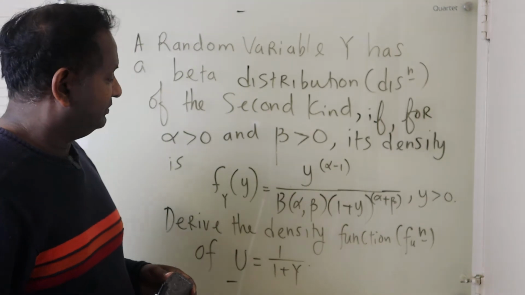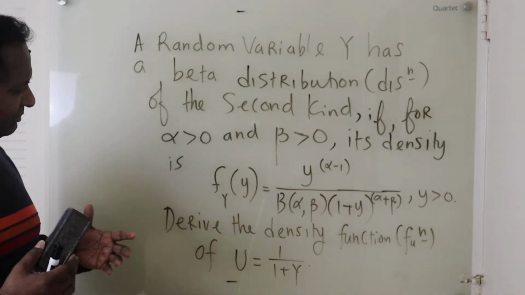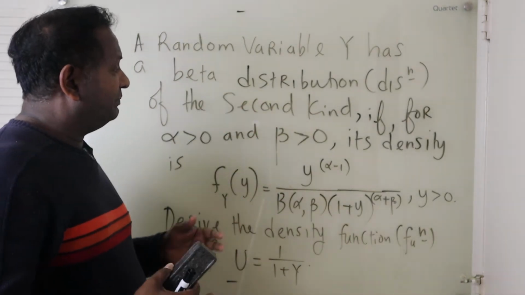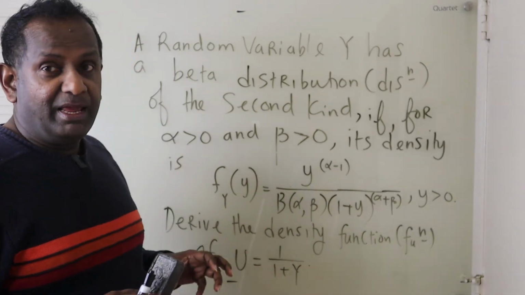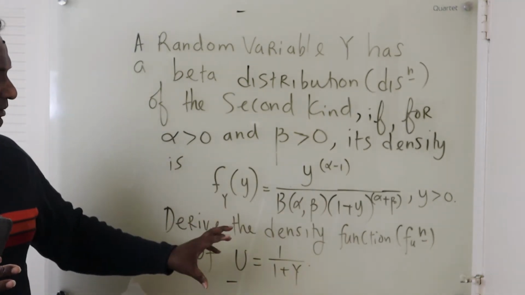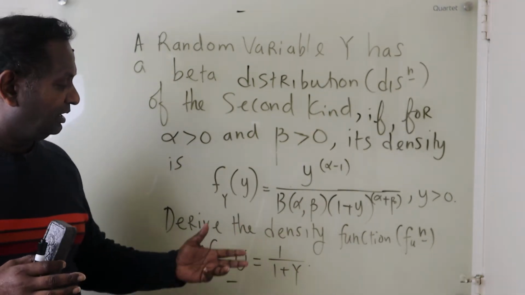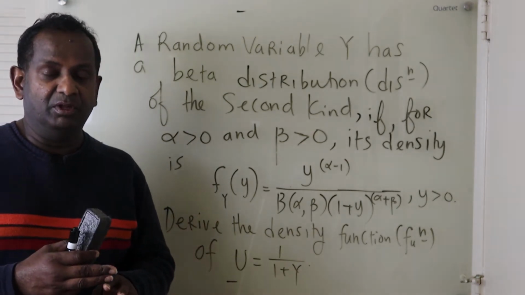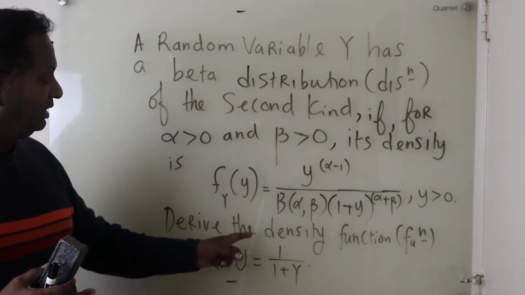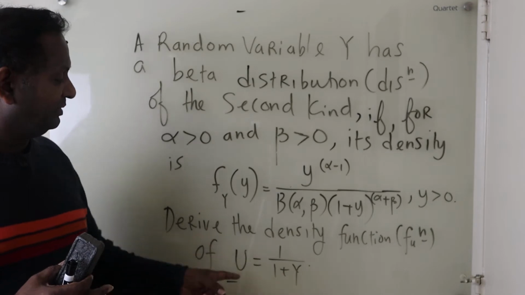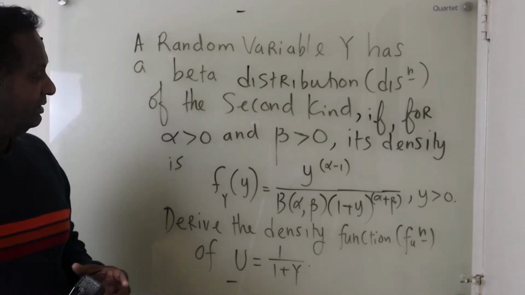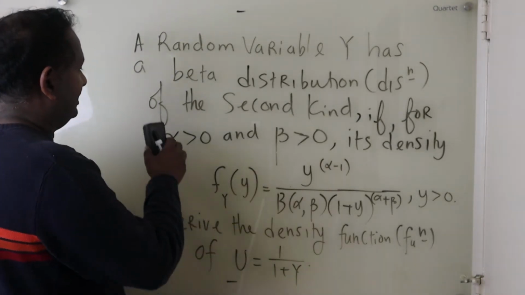Y is always positive. Let's say this is a lifetime modeled with a beta distribution of the second kind. Now we plan to model a modification. Instead of y, the practitioners, the experimenters, are interested in 1 over 1 plus y, which we denote by U. U is given by 1 over 1 plus y. Now we want to find its PDF. Let's see how to get this done, step by step.